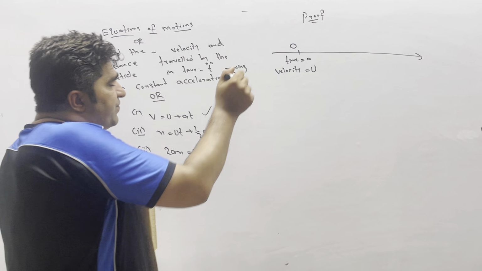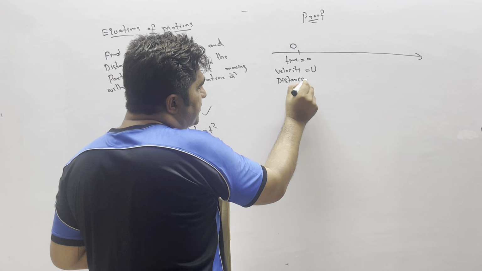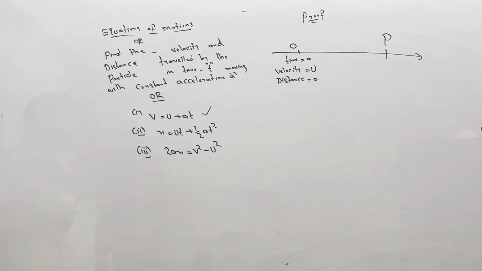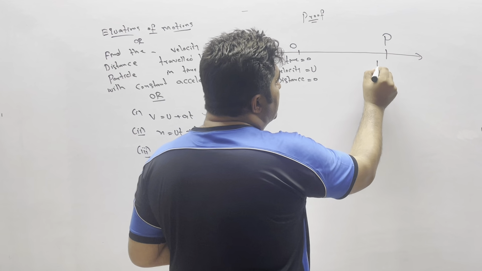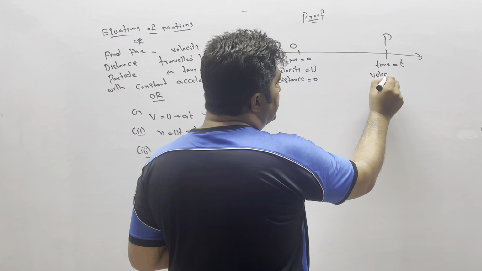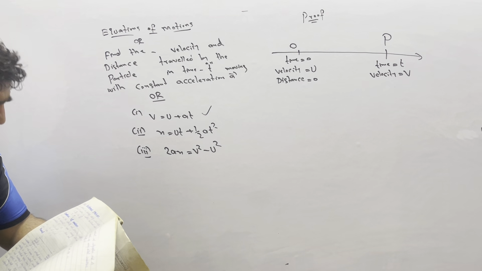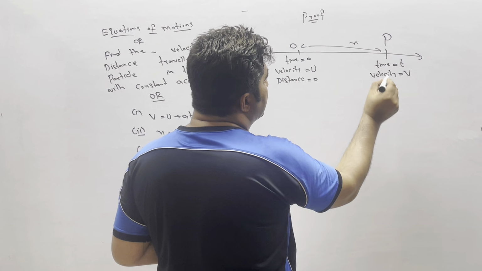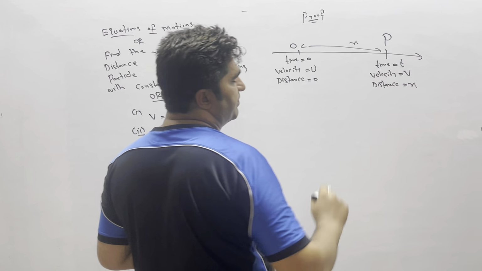Another thing, when the particle was at point O, it covered a distance zero. After some time t, it reaches a point P. This means when it reaches point P, its time becomes t, and its velocity becomes v. And when it reaches the point P, it covers distance x. So I can see here when it reaches the point P, its distance covered is x.